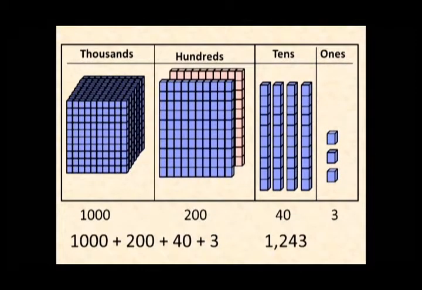Now let's look at this example. There is 1,000 block, 200 blocks, 4 under our tens column, and 3 ones. So here represented we have 1,243.